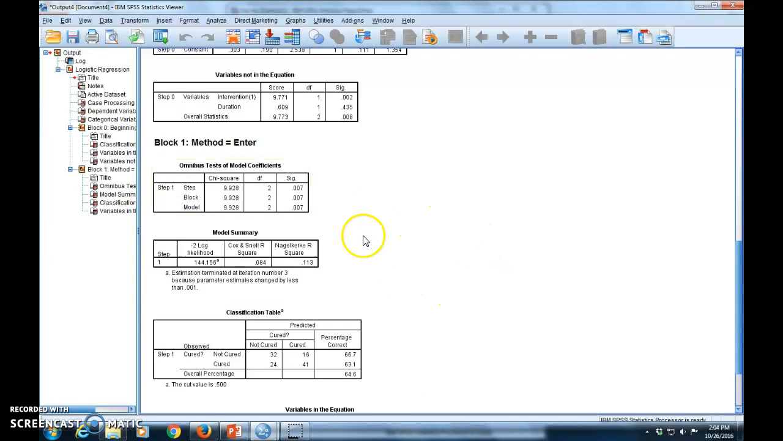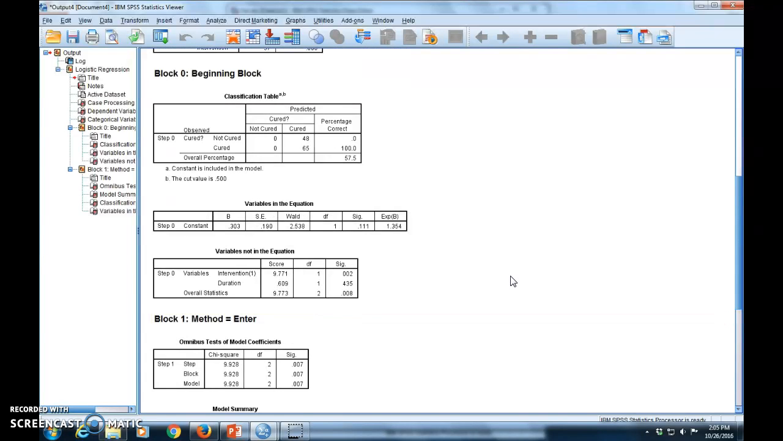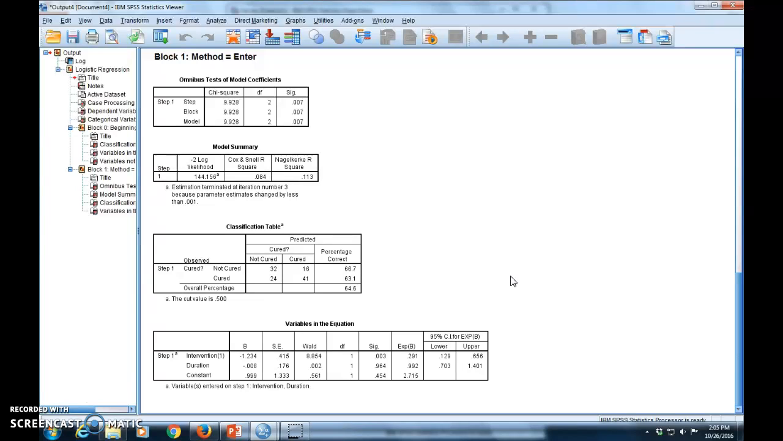And so eventually we'll compare that to our model, which is our block 1, method, enter. So this is our model. And we go through and we see similar types of things. This is our R-squared value, and it means the same thing. About 11% of the variability in whether or not people are cured can be explained by this treatment and the duration of the treatment.